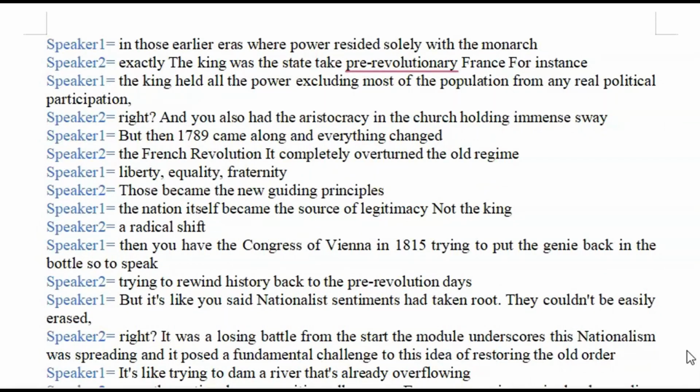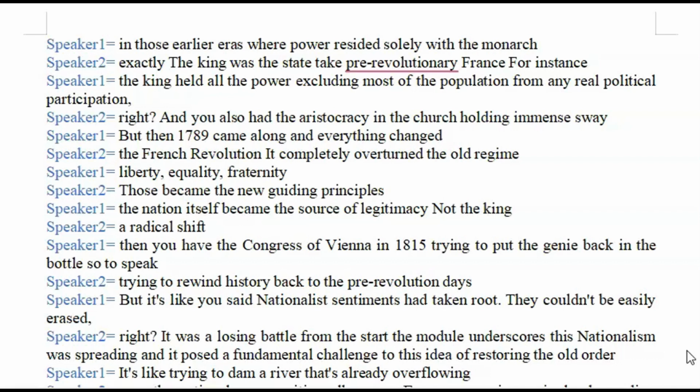Take pre-revolutionary France, for instance. The king held all the power, excluding most of the population from any real political participation. Right. And you also had the aristocracy and the church holding immense sway. But then 1789 came along and everything changed. The French Revolution. It completely overturned the old regime. Liberty, equality, fraternity. Those became the new guiding principles. The nation itself became the source of legitimacy, not the king.